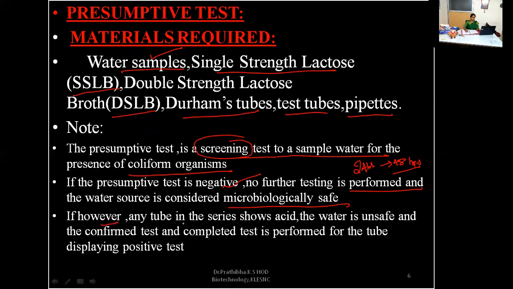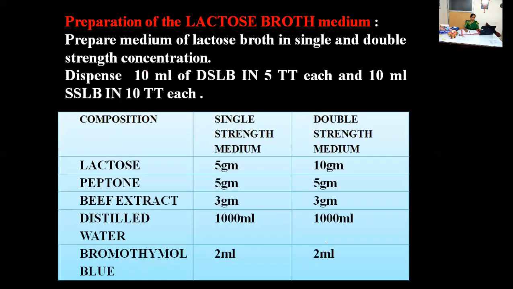If however any tube in the series shows acid, the water is unsafe, and the confirmed test and completed test are performed for the tube displaying a positive test. Okay, now let us understand how to perform this presumptive test.